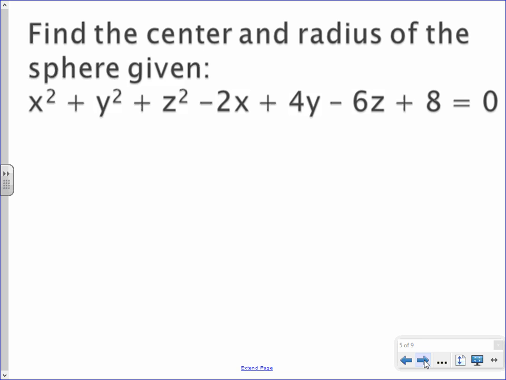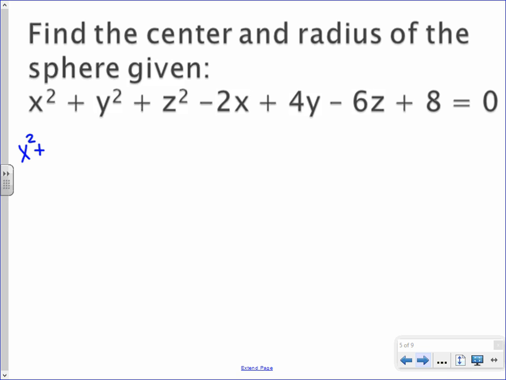If we are going to identify the center and radius of this sphere, we're going to have to complete the square so we can identify the x minus h, the y minus k, etc. So the first thing I'm going to suggest you do is reorganize it to group the x's together, the y's together, etc. Now, what do you notice about the coefficient of x squared, y squared, and z squared? They're all 1. That's helpful, isn't it?